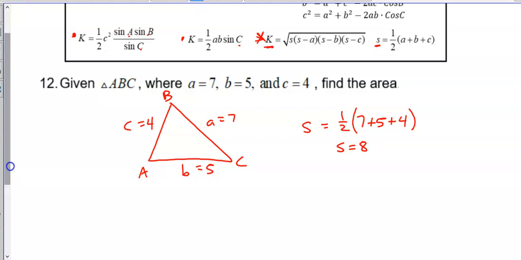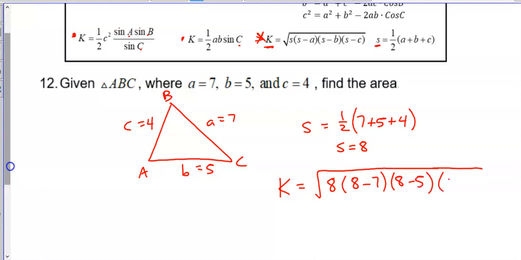Then we're going to jump over to this formula. K is equal to the square root of 8 times 8 minus 7, just substituting in our numbers, times 8 minus b, which is 5, times 8 minus c, which is 4. So just punch that into a calculator. Hit your square root button, make sure you punch it in carefully, and you're going to get 9.8 units squared.